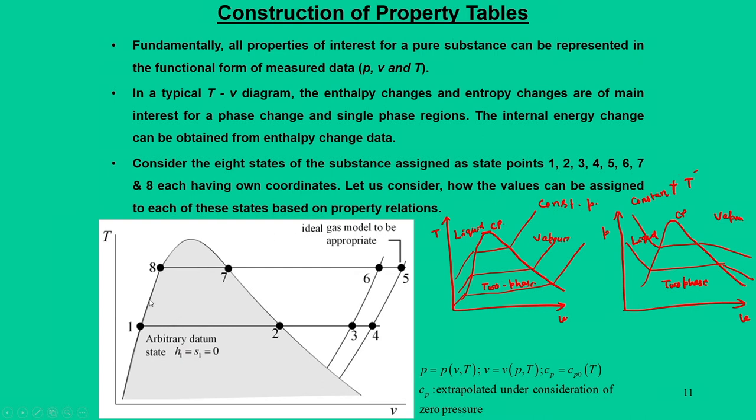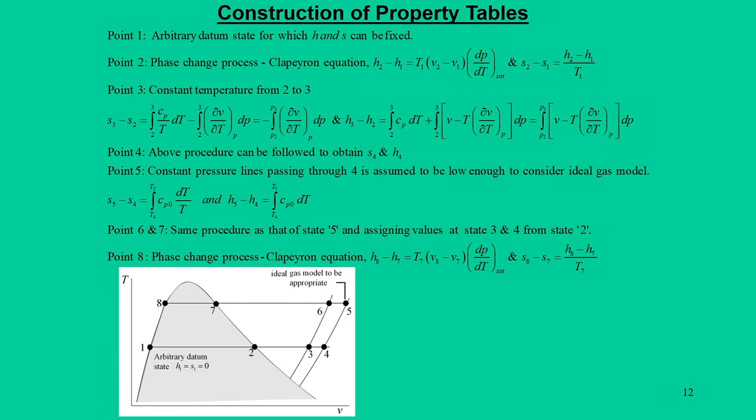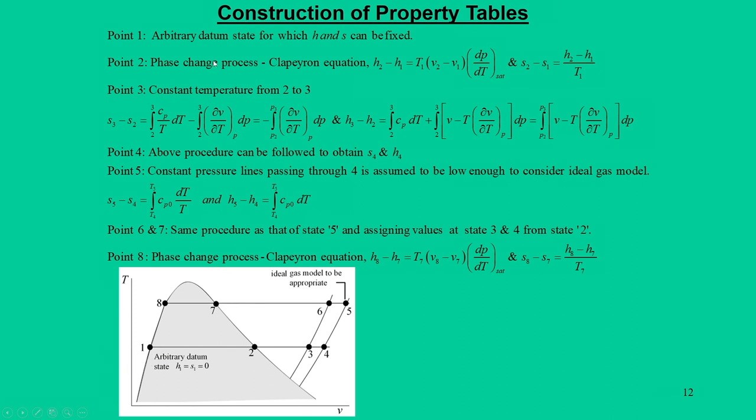So, very basic things first. When you start with point 1, this is a saturated liquid point. We give some arbitrary reference value, which can be given as 0, because when you look at the changes, the arbitrary datum has basically no role. If you are referring to changes happening between two state points, the arbitrary datum has no role, but hypothetically we can say that we assign some value, either 0 or some realistic number. Now, let us see how the properties are going to be evaluated. We start with point 1, the arbitrary datum state in which enthalpy and entropy are fixed or assigned the value 0.